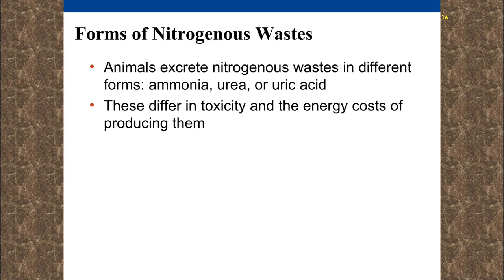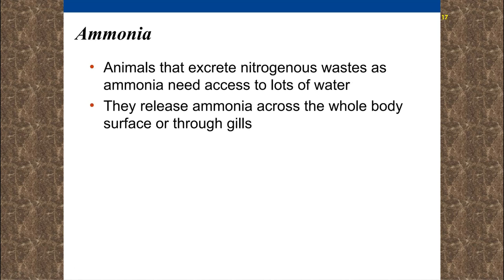The forms of the nitrogenous wastes are in the form of the ammonia, then urea, and also the uric acid. And these differ in toxicity and energy costs of producing them. Most of the animals that excrete the nitrogenous wastes as ammonia need access to lots of water. Hence, they release ammonia across the whole body surface through the gills.